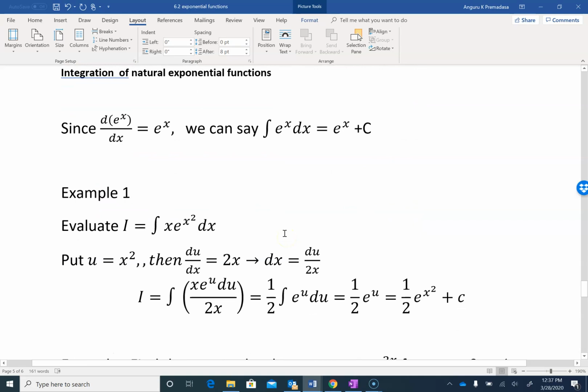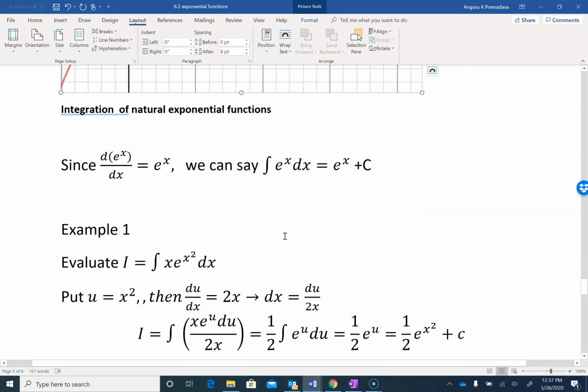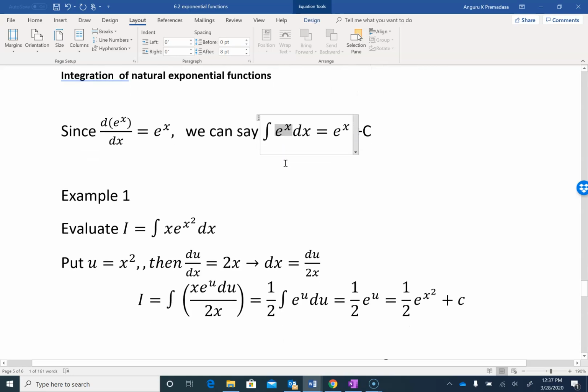Let's do an integration problem. What's the integral of e to the x? Well, the derivative of e to the x is itself, which means that the integral of e to the x is also e to the x. So that's very nice. e to the x doesn't change whether you differentiate it or integrate. The answer is e to the x.